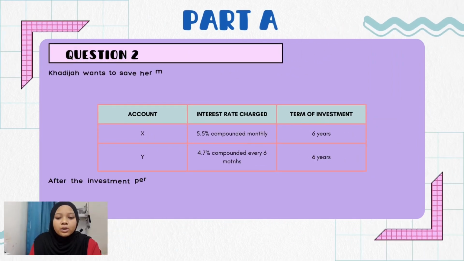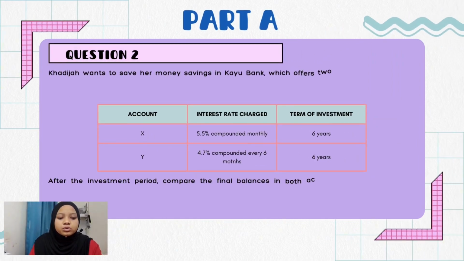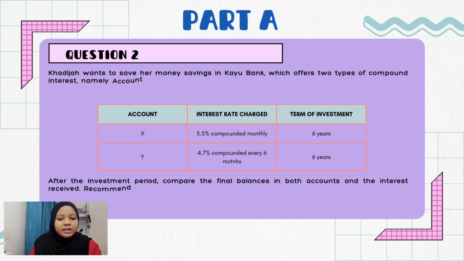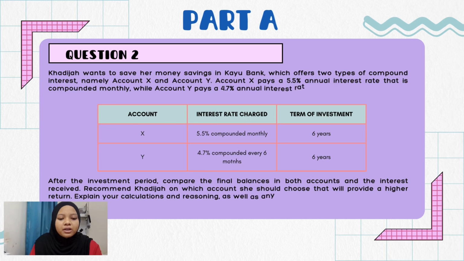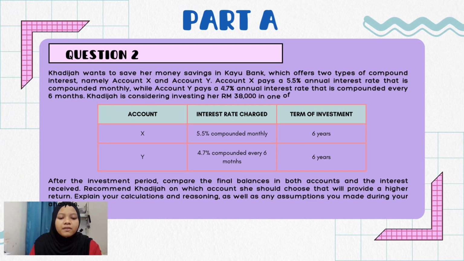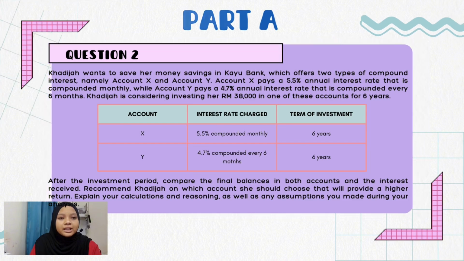Question 2. Khadijah wants to save her money saving in Kayu Bank, which offers two types of compound interest, namely Account X and Account Y. Account X pays a 5.5% annual interest rate that is compounded monthly, while Account Y pays a 4.7% annual interest rate that is compounded every 6 months. Khadijah is considering investing her 38,000 ringgit in one of these accounts for 6 years. After the investment periods, compare the final balance in both accounts and the interest received. Recommend Khadijah on which account she should choose that will provide a higher return. Explain your calculation and reasoning, as well as any assumption you made during analysis.